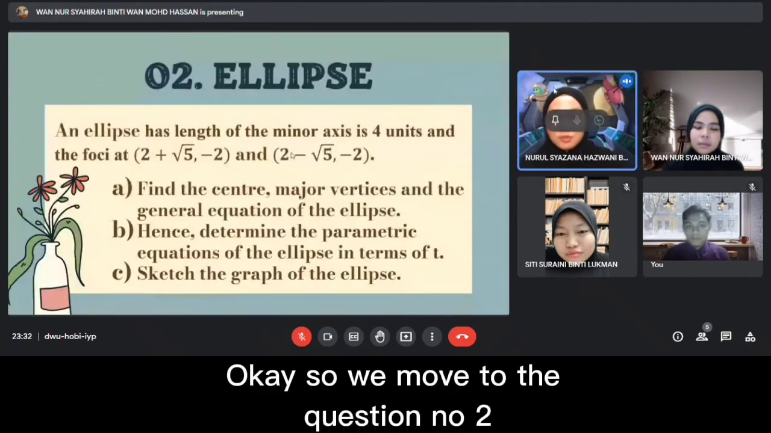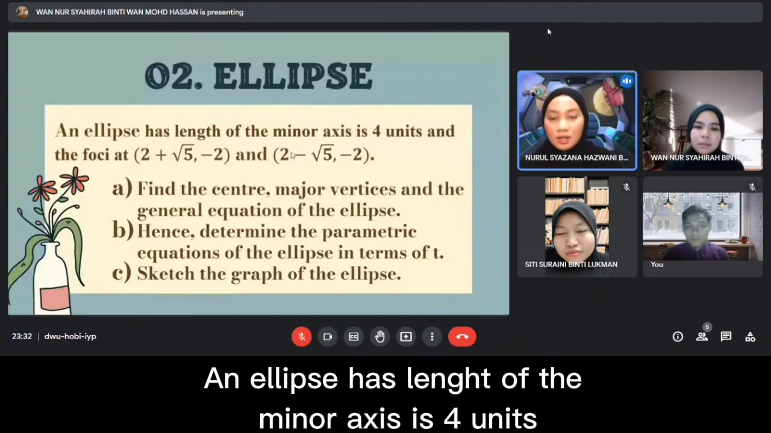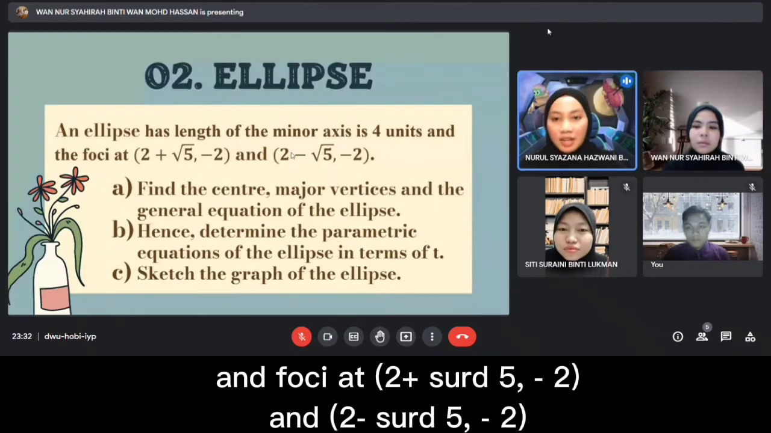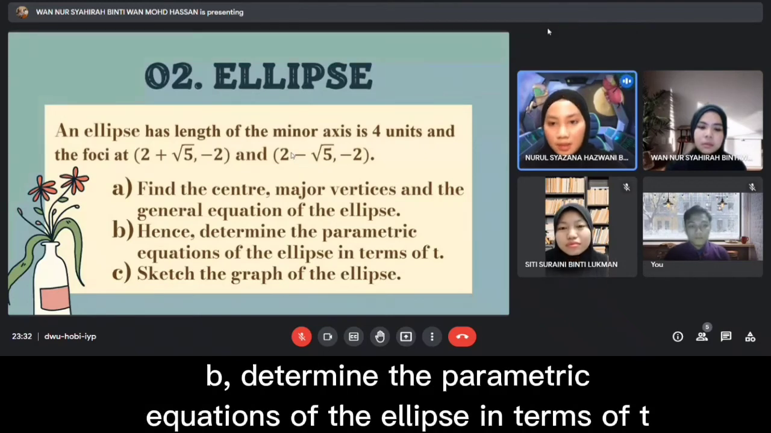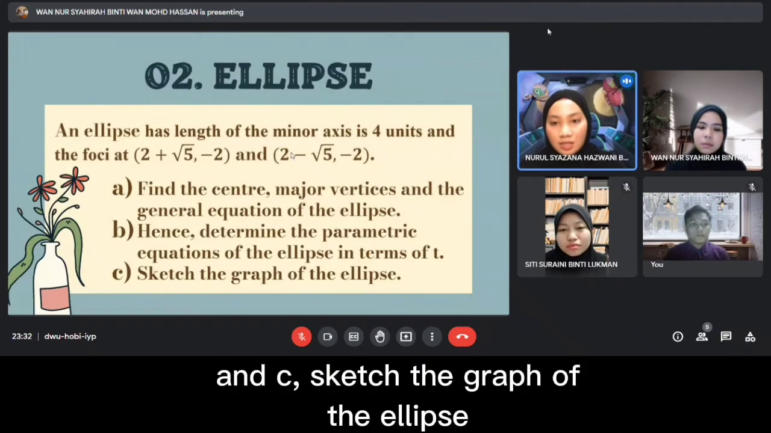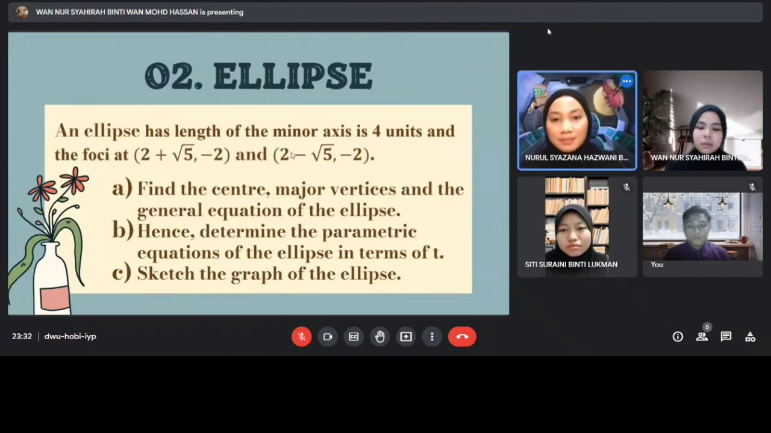Okay, so we move to question number 2. An ellipse has a minor axis of length 4 units and the foci at 2 plus root 5, negative 2 and 2 minus root 5, negative 2. For A, find the center, major vertices and the equation of the ellipse. B, determine the parametric equation of the ellipse in terms of t, and C, sketch the graph of the ellipse.